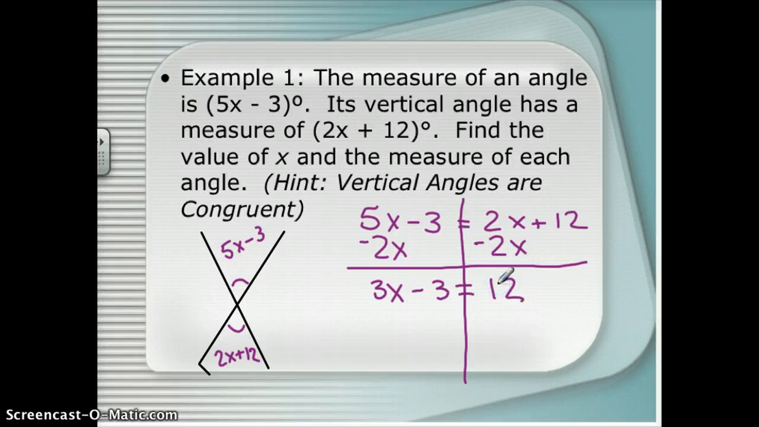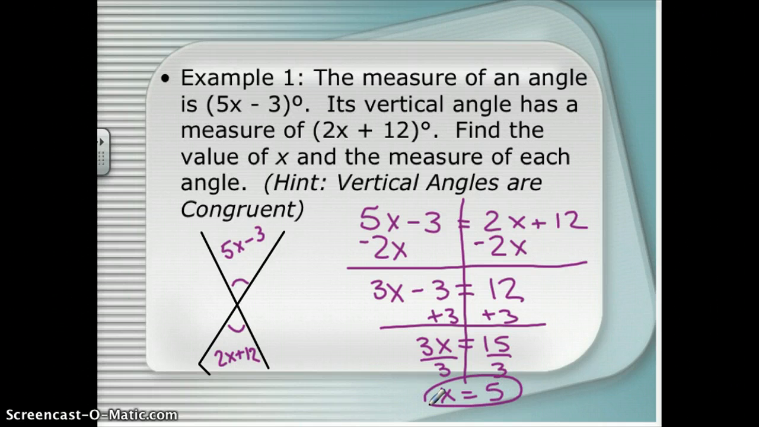Okay, this looks like your generic two-step equation, and by now you should know that I just need to add 3 to both sides, and I get 3x equals 15. I can solve it by dividing by 3, and I get that x equals 5.